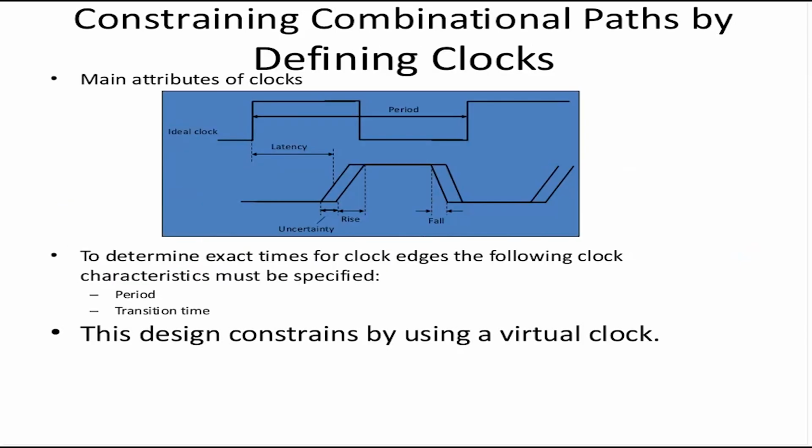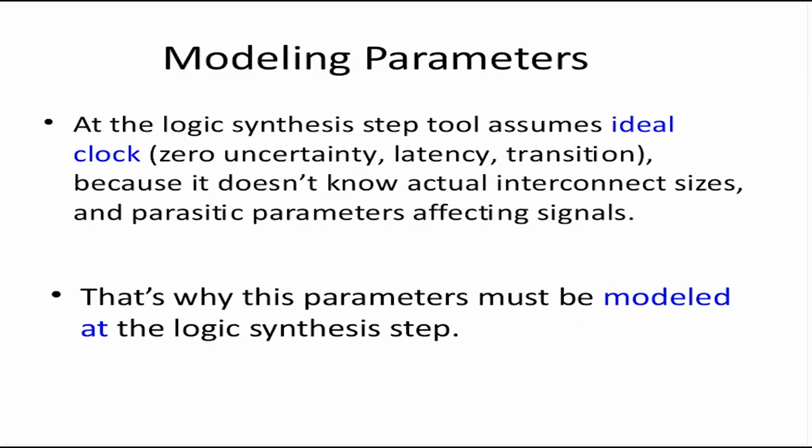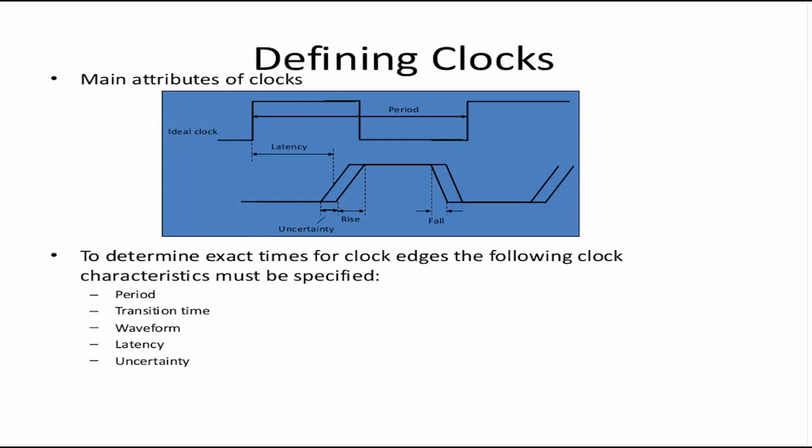Now let's see a bit about clock. What attributes does the clock have? The clock has a period, which is the time between two consecutive clock edges, and is nothing but the inverse of the frequency. A clock will have some amount of transition time. An ideal clock will have a 0 transition time from 0 to 1, but a real clock will have some transition time. It will take a finite amount of time to rise from 0 to VDD.